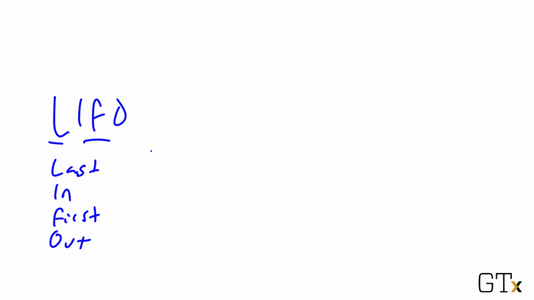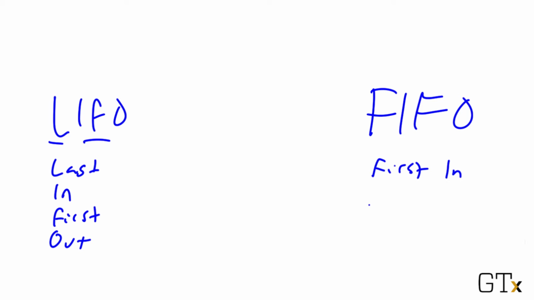Stacks were called LIFO structures, for last in, first out. The most recent item, or the last item added to the list, is the first item we take out. The alternative is called a FIFO, which you can probably figure out what that means. First in, first out. In other words, the item that was added to the list first is also the next one that we take out.